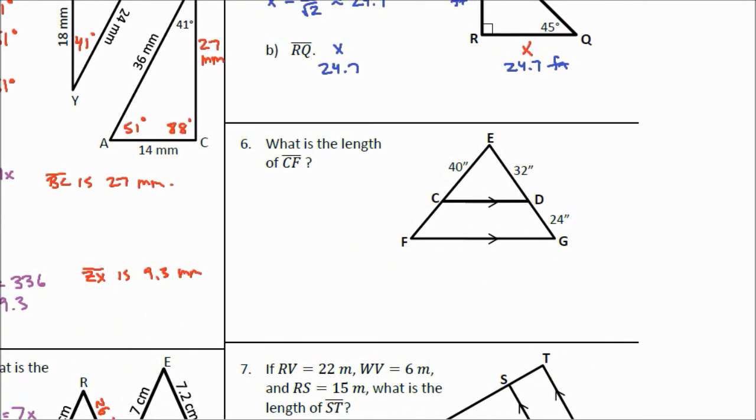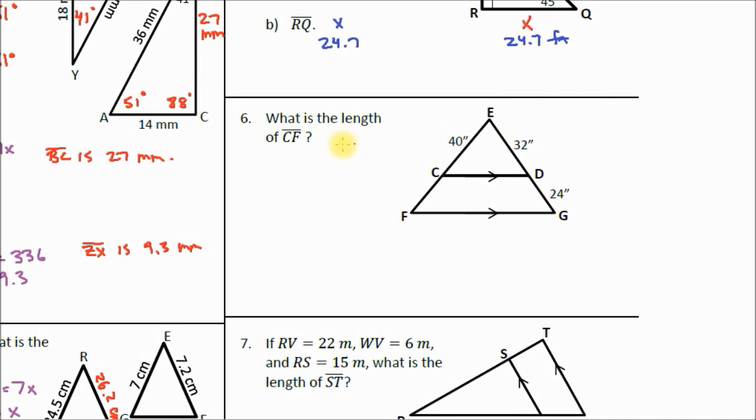What is the length of side or segment CF? This is a triangle proportionality question. We've learned this through our notes of similarity. We know that if you have a parallel line that's inside of a triangle, if it's parallel to one of the sides, then we know that EC over CF is proportional to ED over DG.